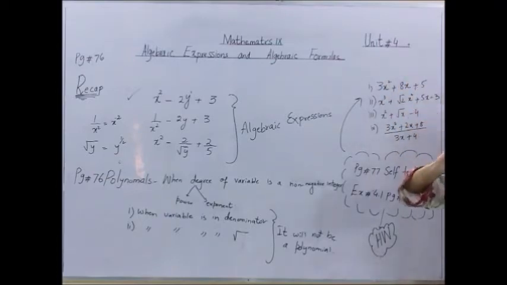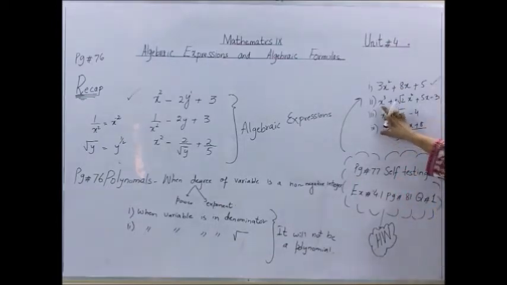Variable powers 2, 1, not in denominator, not under root. Yes, it is a polynomial. x cube plus square root 2. See, this coefficient is in square root. It's okay, the coefficient can be in square root. The variable can't be in square root. The powers are x cube, x square, x, all non-negative integers. So it is a polynomial.